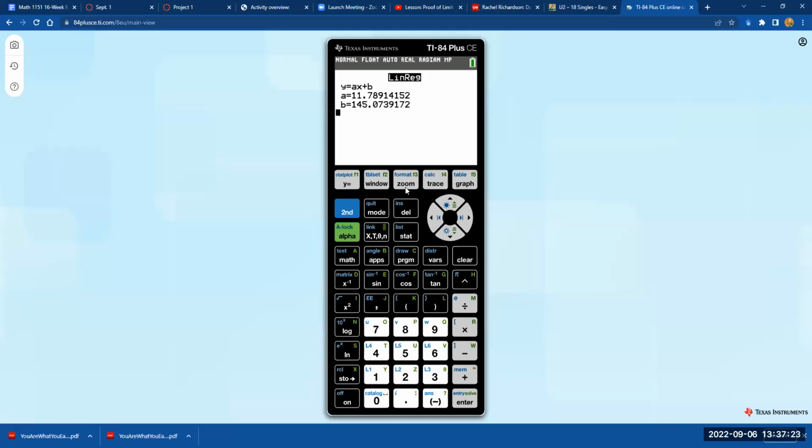145.07, etc. Now, there's too many decimals, so why don't I go ahead and simplify this and just say that's like 11.8, right? So that's good enough. And 145.07, that's just 145.1. Let's make our life easier and less complicated. And that's good enough because when we look at the graph, it's going to be pretty obvious that the red equation is better than the blue.